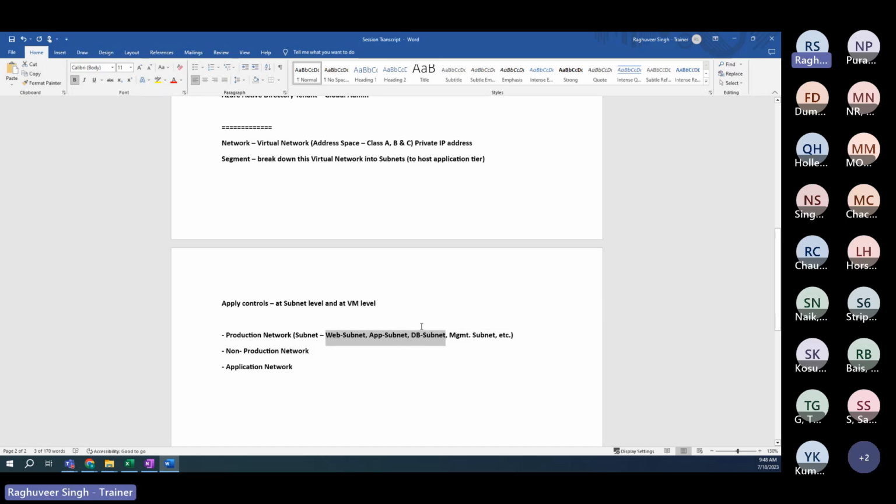So a common example would be that I don't want to allow any traffic from the web subnet to the DB subnet, because web is my front-end subnet. My users are directly connecting to it, which means this subnet is most vulnerable to security misconfigurations or security incidents. So I don't want anything from web.